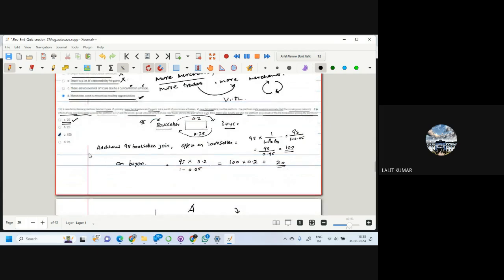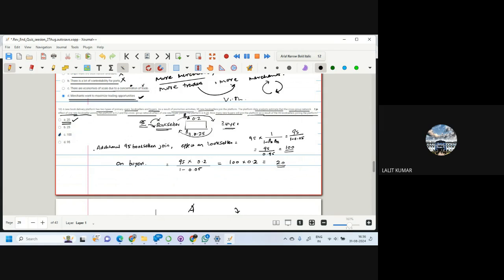Okay. This is the question of the network effect of the booksellers and the buyers. They say that a bookseller has an effect of 0.2 on the buyer, and a buyer has an effect of 0.25 on the bookseller. So this is beta alpha and this is beta beta. And they ask how many new buyers will come if 95 new booksellers come. So there are two formulas in this.